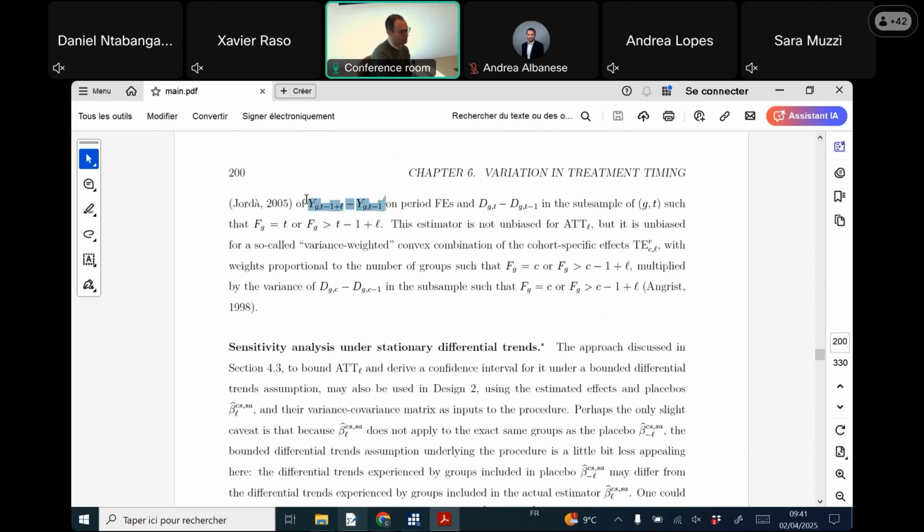you regress the long difference of the outcomes on period fixed effects and the treatment change, restricting the sample to GTs that are either such that G becomes treated at T or G is not treated yet at T-1 plus L. And so actually to be fully specific, this is actually not going to be exactly equivalent. Instead of estimating the effect of L period of exposure, it's going to estimate some kind of variance weighted average of cohort specific effects of L period of exposure, similar to the result in Engris 1998 for those who are familiar with this type of results.